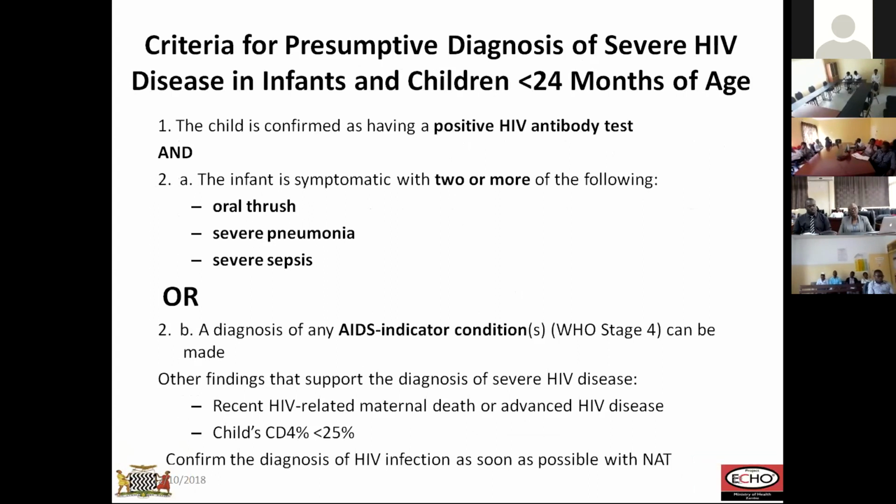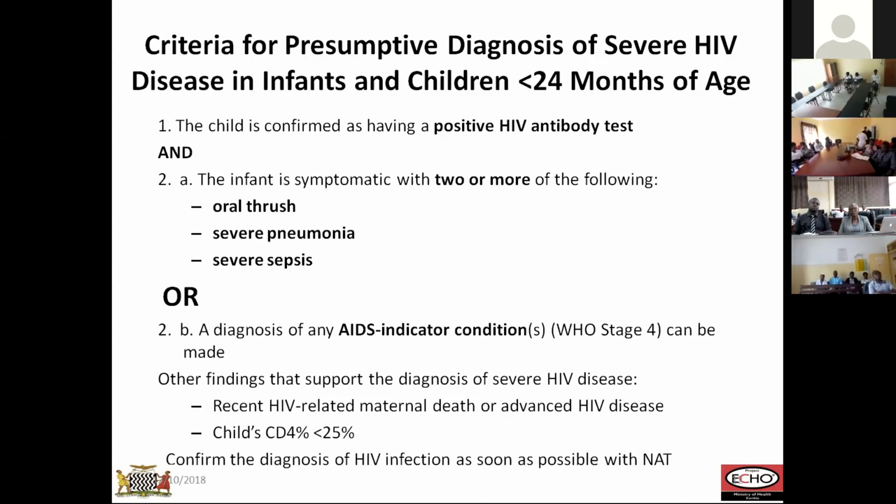While we are able to offer virological testing to our infants in most of our facilities, unfortunately, where we do not have point of care tests, there's always a time lag between the time we collect the specimen and the time we get the results. So you may be faced with a situation where a child under 24 months presents with signs and symptoms of severe HIV disease. Maybe you know the mother's HIV status, or you've done a rapid test on the baby and the antibody test is positive.